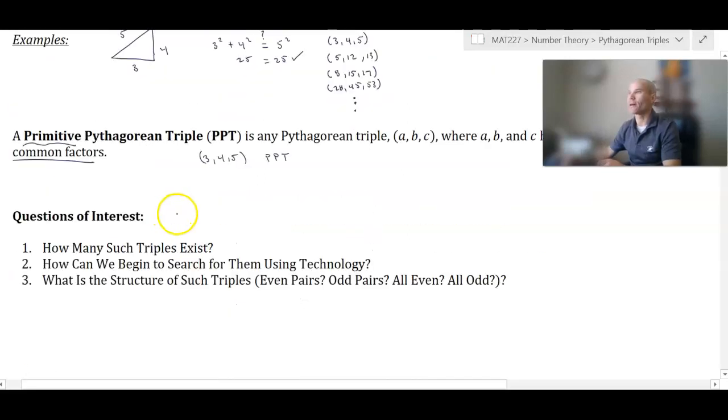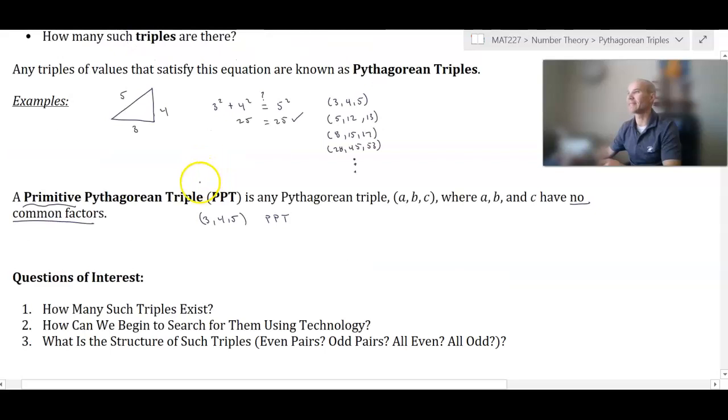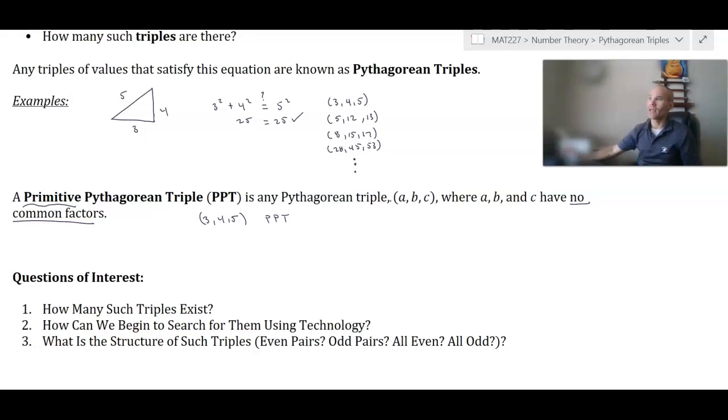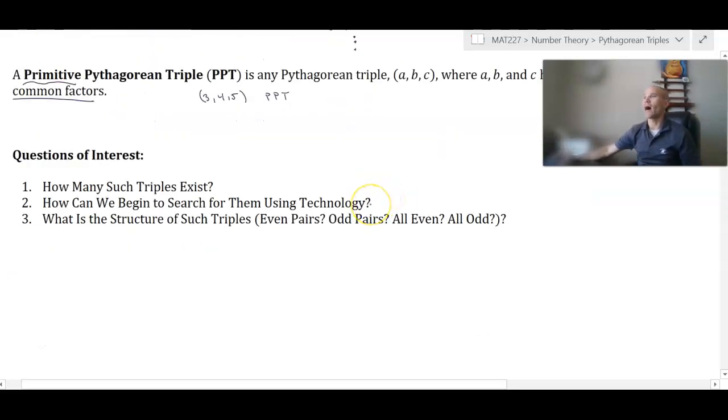Now, a primitive Pythagorean triple, as we defined, is a Pythagorean triple, so all integers, but they have no common factors, meaning there's no number other than one that divides all of them. So the question that we wanted to ask was, how many such triples are there? Okay, let's start with that question. It turns out that this is almost a trivial answer, and the answer is there are infinitely many.